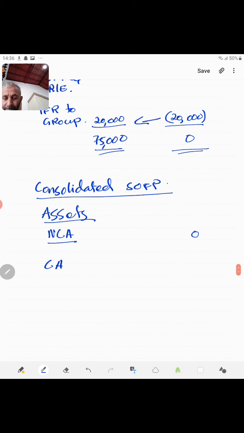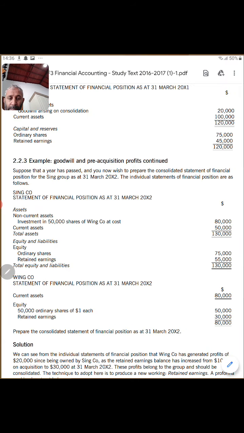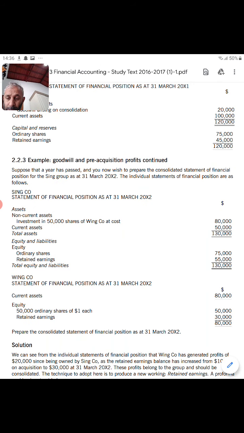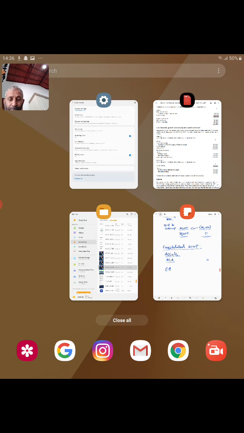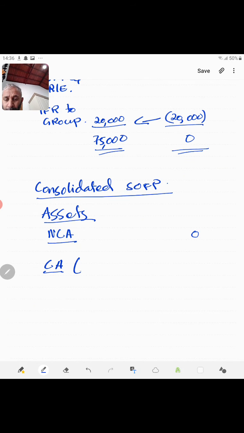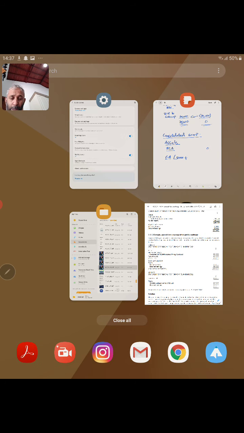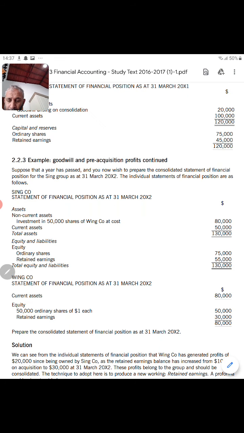Current assets. Under current assets, let's find out what we have in the parent company. It's straightforward. We have 50,000 for the parent, and for the subsidiary, let's find out how much. Subsidiary current assets are 80,000.